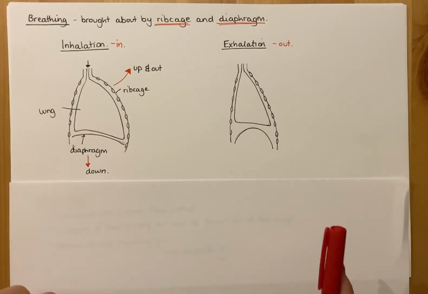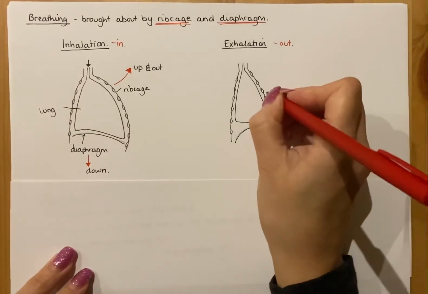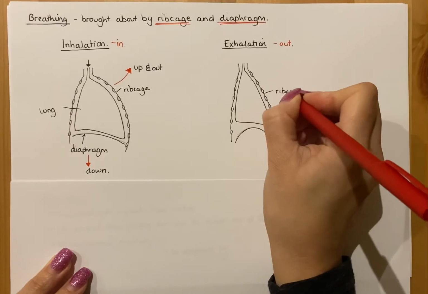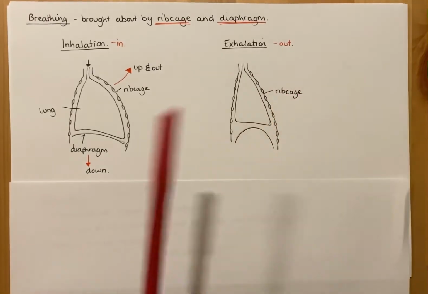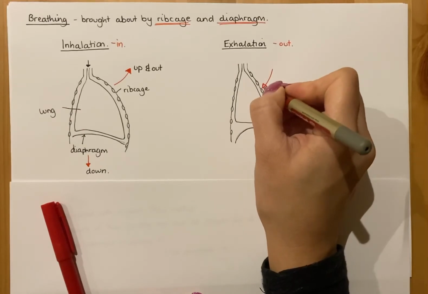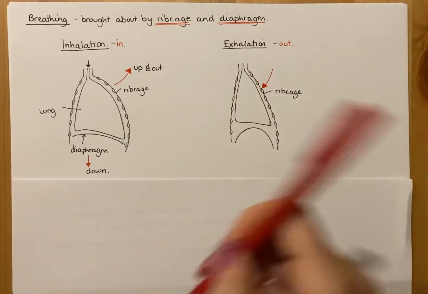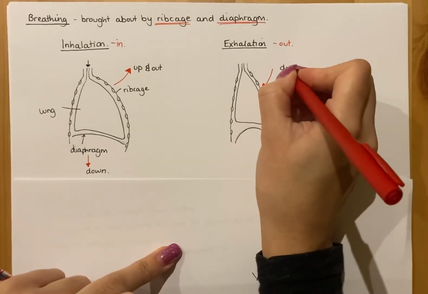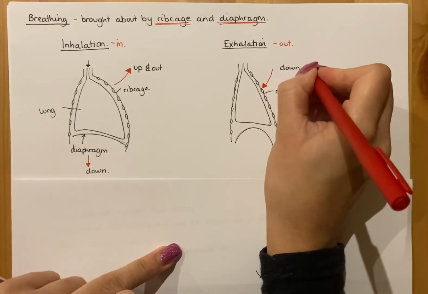Now if you take a big deep breath in again, and then you have a big deep breath out, what you'll notice is your chest goes back down and it goes back in. So that rib cage here goes back down. Now it just doesn't go down on its own, it goes down and it goes in.